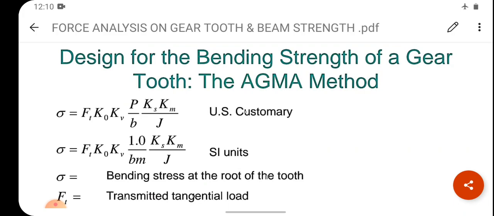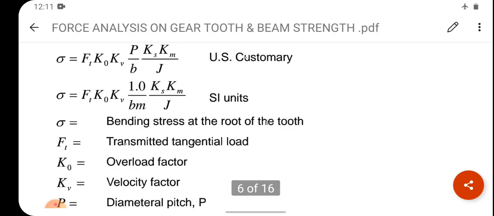So as per this, the bending strength of a gear is given as sigma is equal to Ft into K naught into Kv into P upon B into Ks into Km upon J as per US customary units. This is the formula of the bending strength of a gear tooth. In SI units, it is given as sigma is equal to Ft K naught Kv into 1.0 upon B into M, where B is the thickness and M is the module, Ks Km upon J. I'll explain each and every term. Wait for that, in terms of SI units.